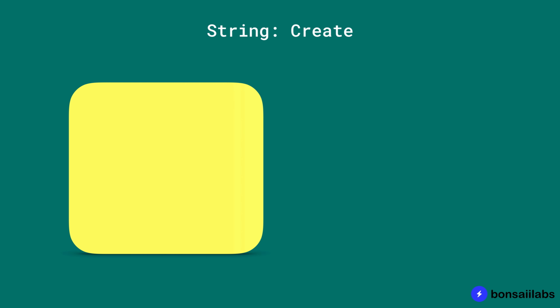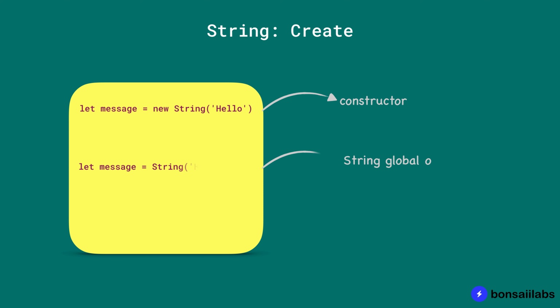Now, there are a couple of ways strings can be created in JavaScript. They can be created using the new keyword with the String constructor. They can also be created by invoking the String global object without the new keyword. It takes as an argument anything that needs to be converted to a string. This is also called a non-constructor context. The third and the simplest form of creating a string is by enclosing it inside single or double quotes. It is called a string literal.